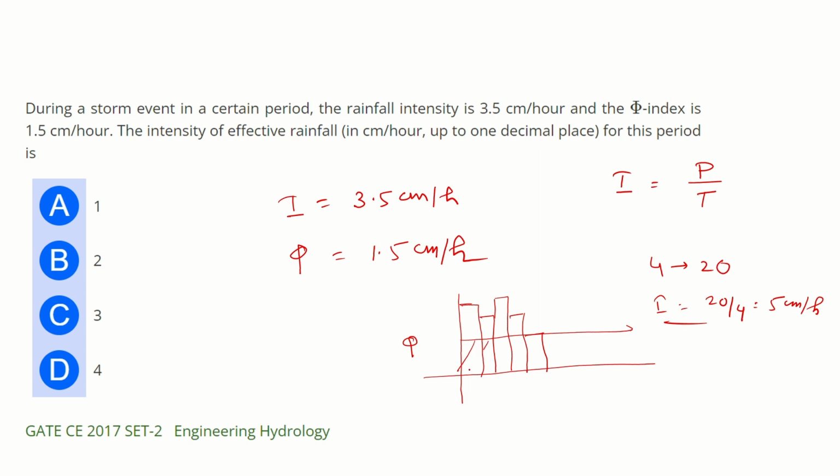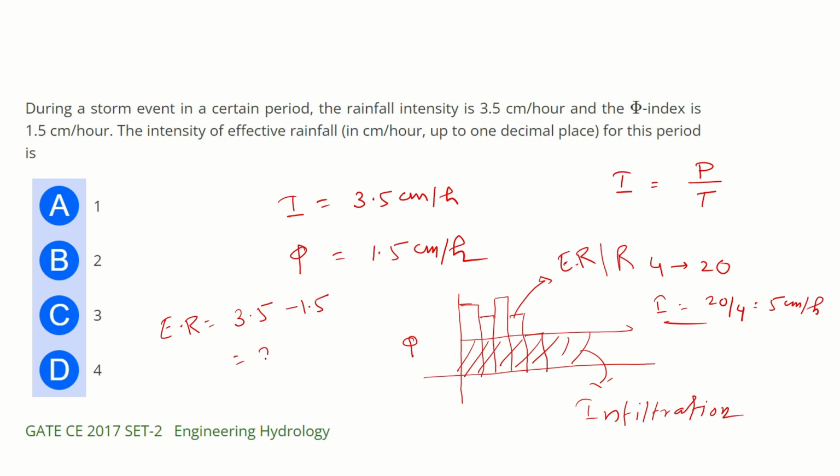Okay, what is below the phi index? Below the phi index, this is your infiltration and losses, and whatever is above it is your effective rainfall and runoff, effective rainfall slash runoff, right? So what is the effective rainfall here? Effective rainfall is equal to 3.5 minus 1.5, which is equal to 2 centimeter per hour. Option B.